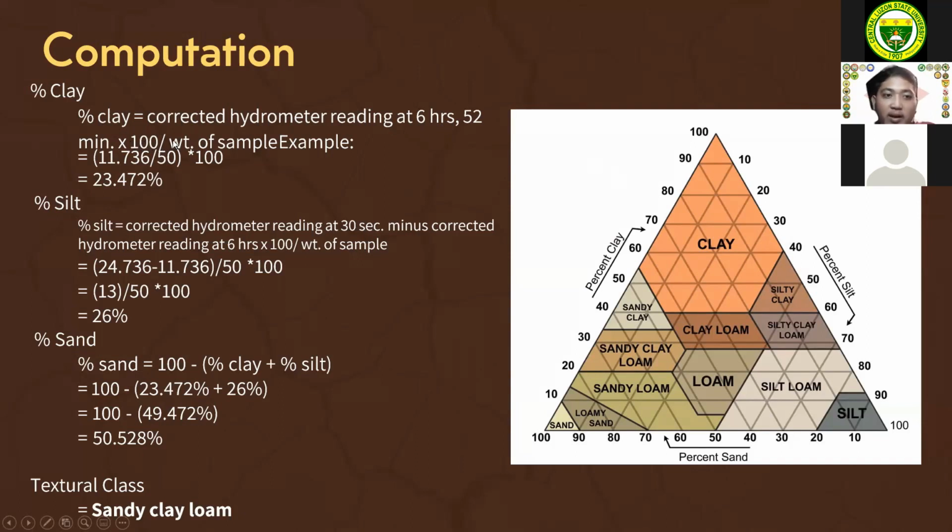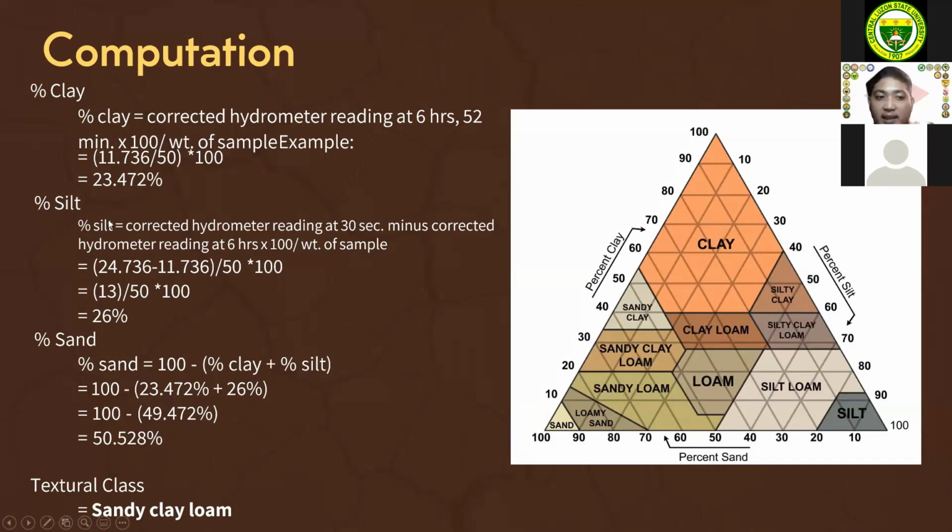So times 100 over the weight. Okay? Yung weight ng sample natin, which is commonly 50 grams. So like for example here, the corrected hydrometer reading is 11.736. So divide mo sa 50 times 100, yan na yung percent clay mo. 23.476.